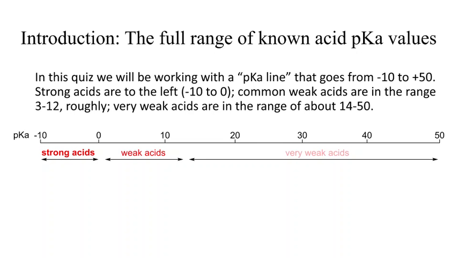This is a line that goes from -10 pKa to 50. It stretches across basically the entire range of acids possible at all, organic or not organic. Strong acids are on the left in the -10 to 0 range. Common weak acids are in the range roughly 3 to 12, and very weak acids are in the range of about 14 to 50.